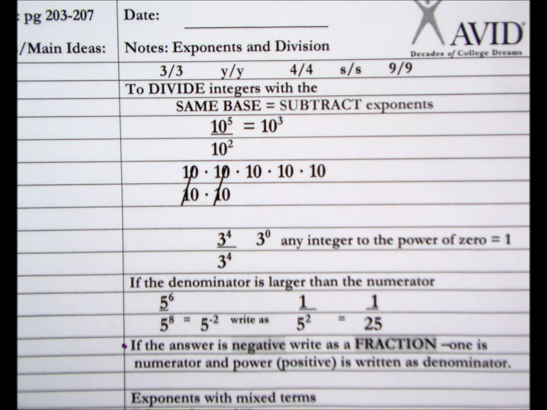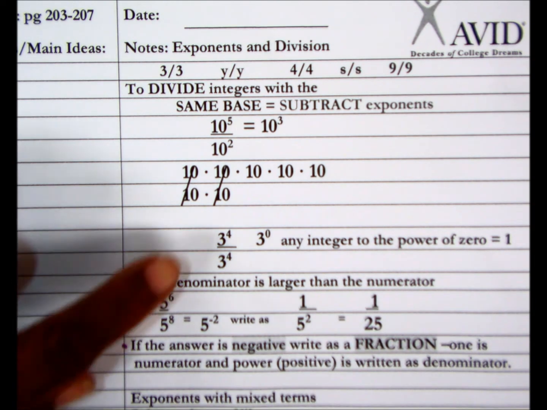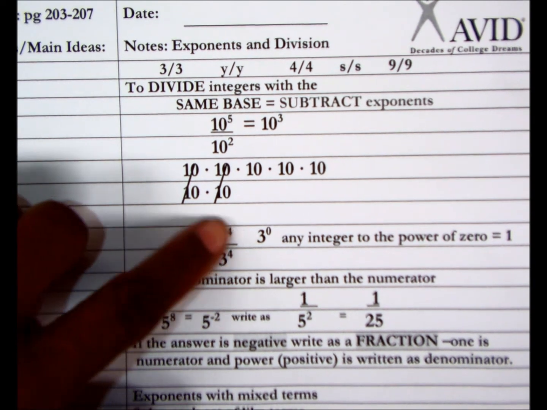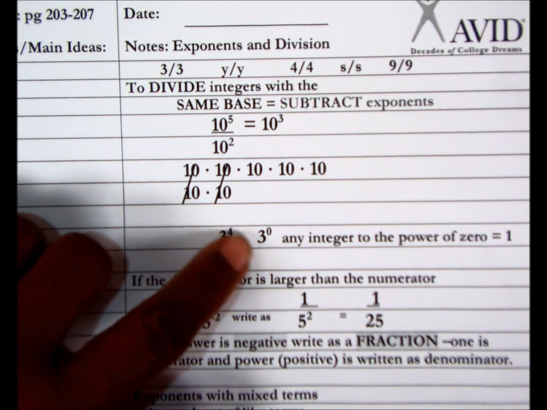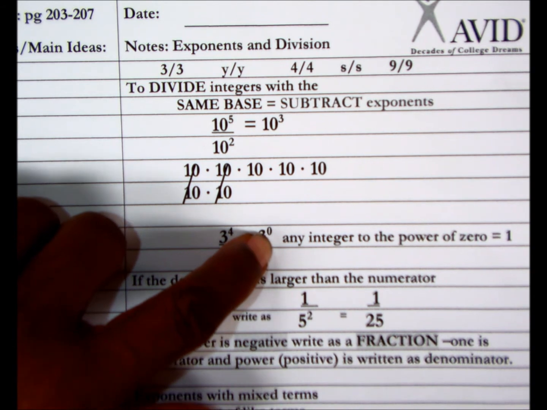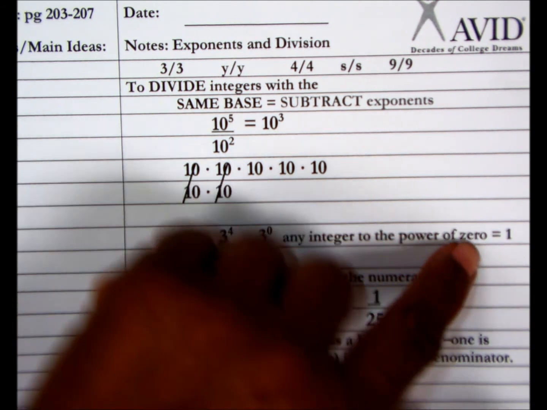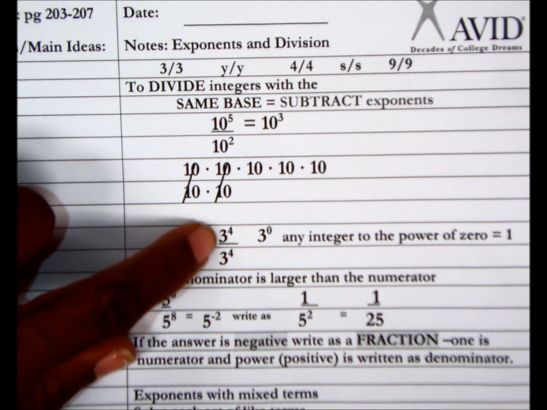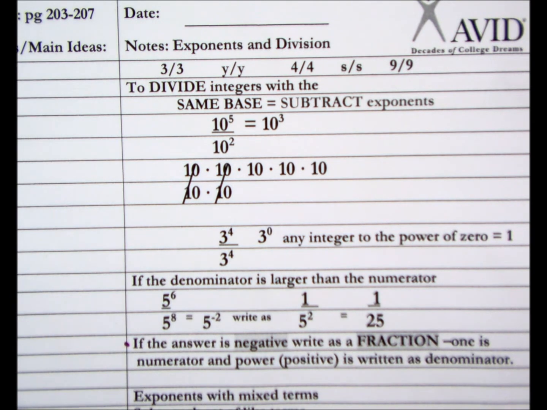Here's something that you should remember. 3 to the 4th power over 3 to the 4th power is a fraction of 1. So 3 to the 0 power, any integer to the power of 0 equals 1. It's not 3 to the 1st power equals 1, but 3 or any number to the 0 power equals 1. And you can see that that would be a fraction of 1. So therefore, it would equal 1.